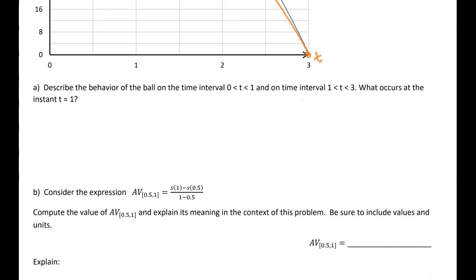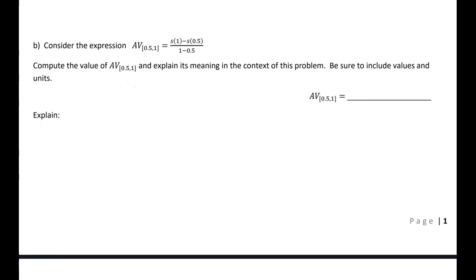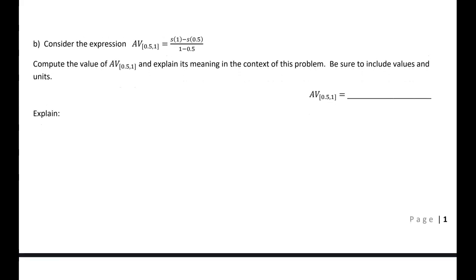Okay, the next part of this problem is going to build up this idea of what average rate of change means in this context. So we're given a formula, but I hope that you recognize average rate of change in there right away. This is really asking us for the average rate of change of our position function s on the interval t equals 0.5 to t equals 1. So it's getting called AV, but it is average rate of change. So we need to know what s of 1 and s of 0.5 are to calculate this.